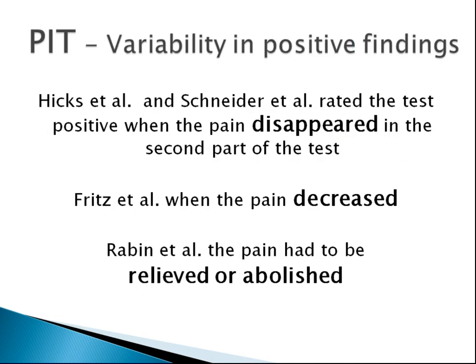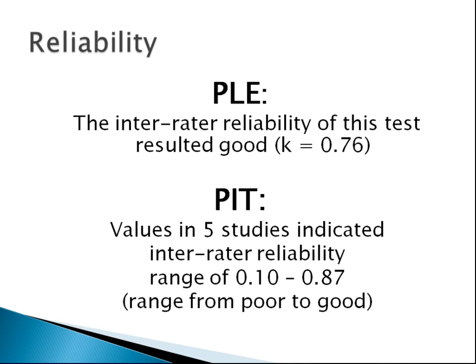There were some problems due to variability in criteria for positive findings. Hicks et al. and Schneider et al. rated the prone instability test positive when the pain disappeared in the second part of the test, whereas Fritz et al. rated it positive when the pain decreased, and with Rabin et al., the pain had to be relieved or abolished. Findings for reliability were that for the passive lumbar extension test, the inter-rater reliability was good. For the prone instability test, values in 5 studies indicated an inter-rater reliability ranging from poor to good.